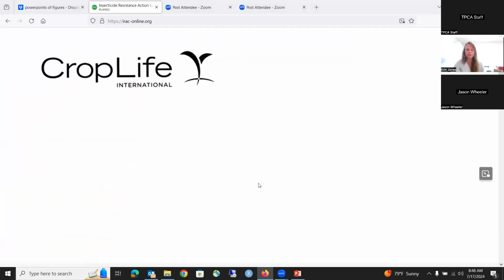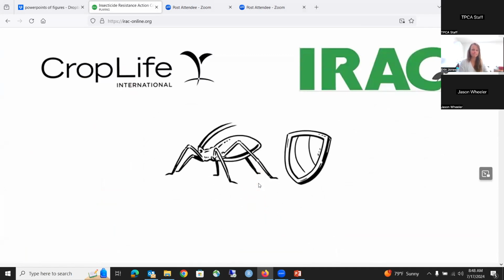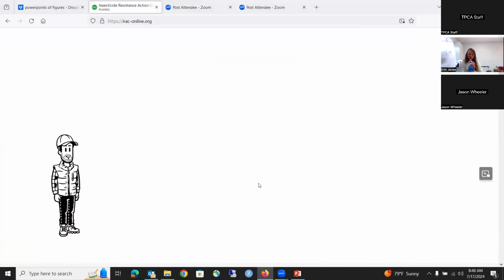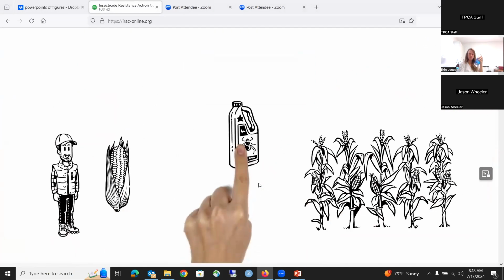International and the Insecticide Resistance Action Committee explain how to combat insecticide resistance. This farmer is called James. He loves his job and is very proud of his produce. To avoid insect damage to his crops, James has always used the same insecticide and never had a problem.